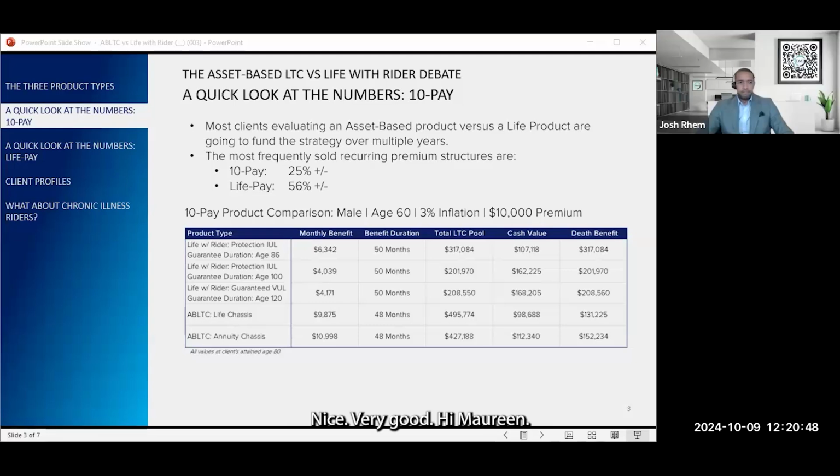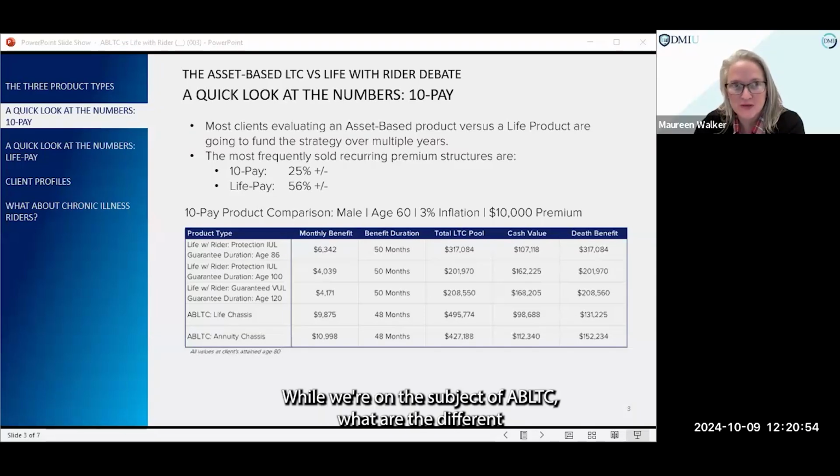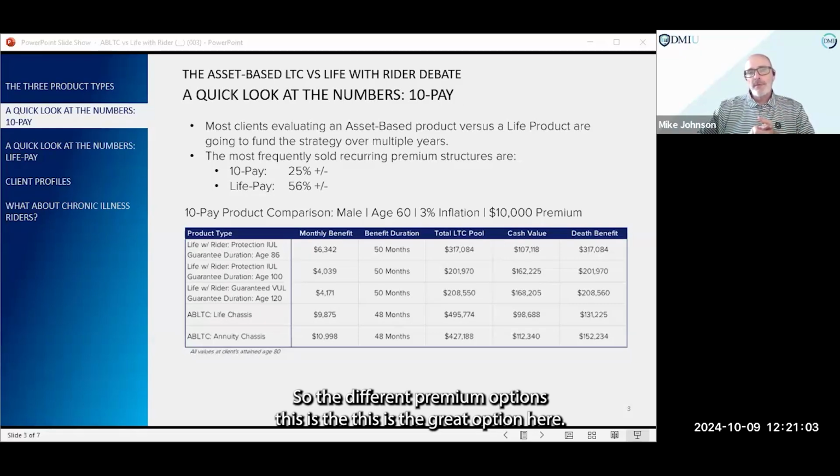Nice. Very good. Hi, Maureen. I do have a quick question. While we're on the subject of ABLTC, what are the different annual premiums for these options based on standard rating? Sure. So the different premium options, this is the great option here.